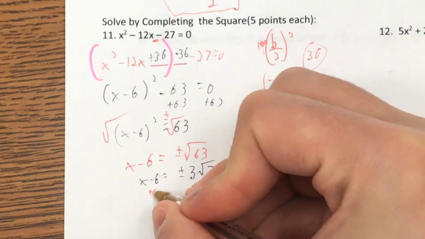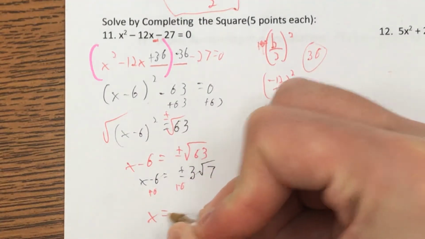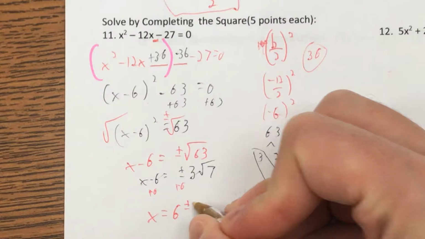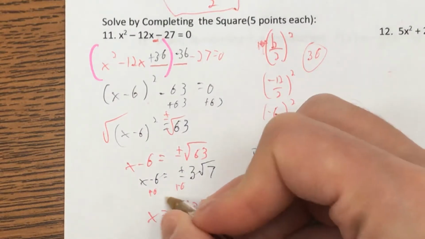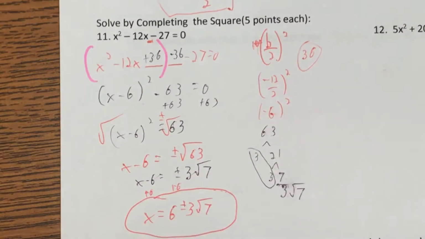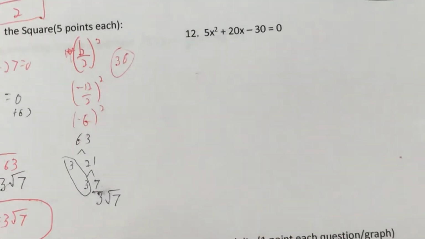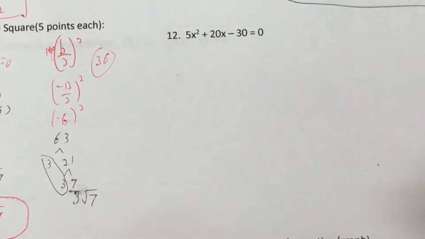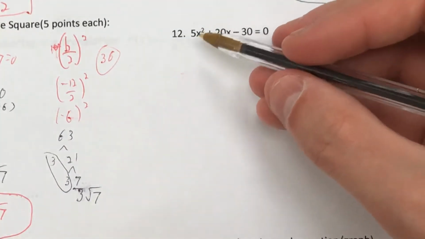And then in the last step, you would add 6 to both sides. So your final answer is x equals 6 plus or minus 3 root 7. Boom. GG. Next up, in this one, it does not say x squared, it says 5x squared.